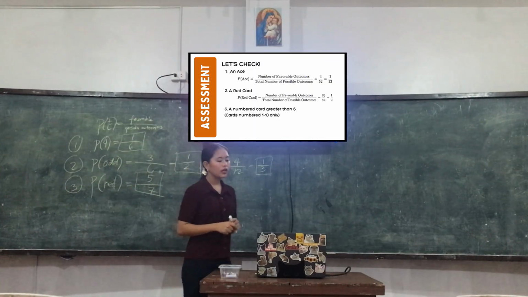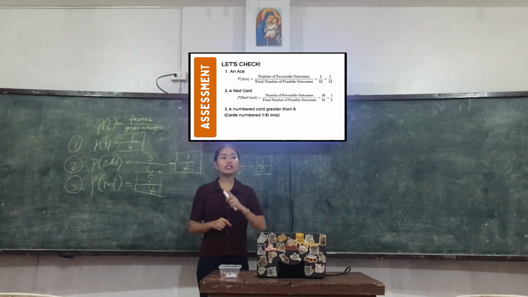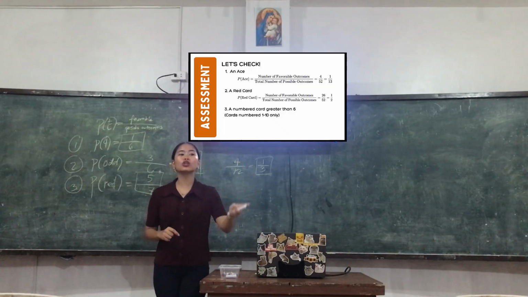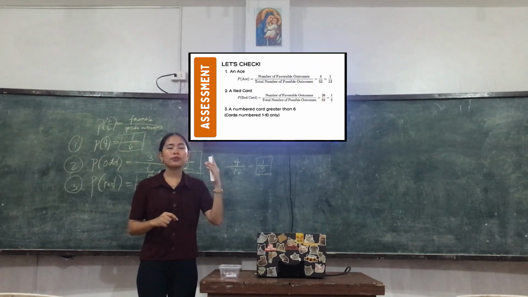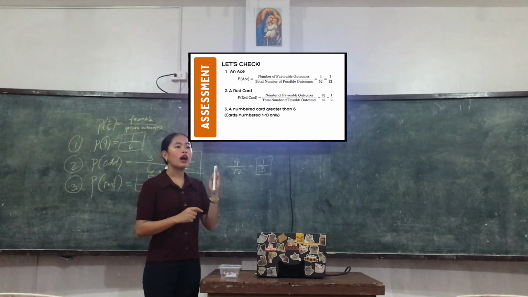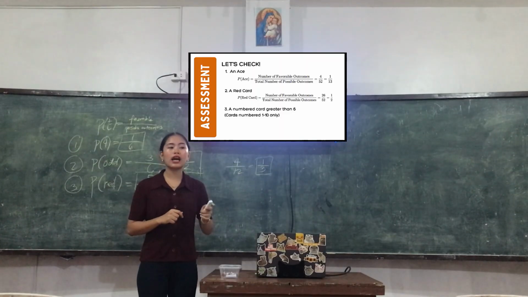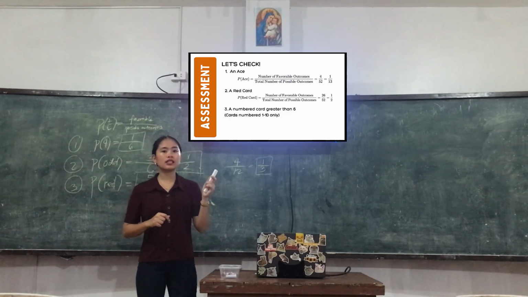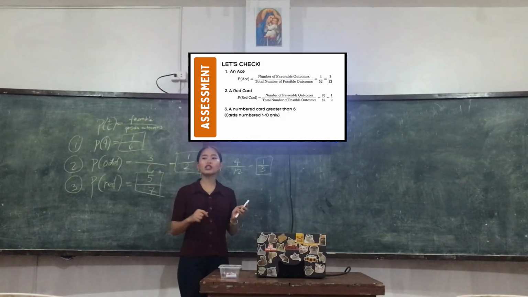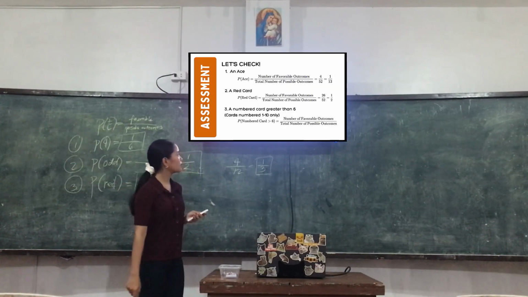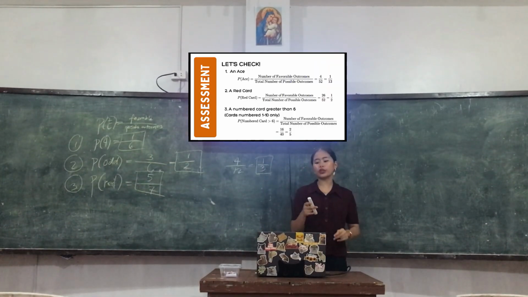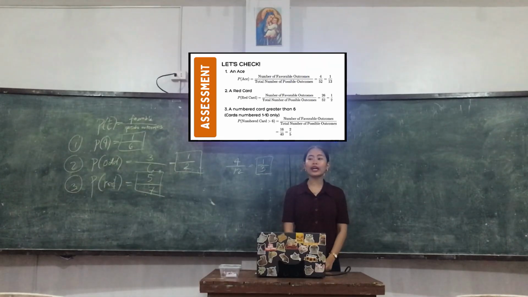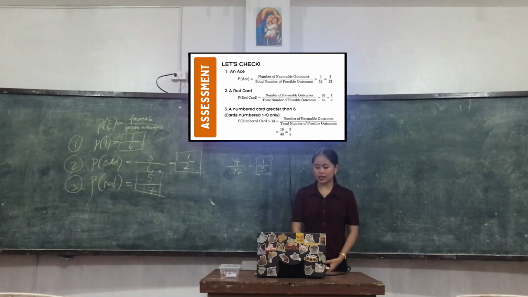Alright, number 3. A numbered card greater than 6. This one is a tricky question. So you will exclude those with faces from the possible outcomes, and then after that, you count the number of cards that has a number greater than 6. Okay, so what will be the answer? The answer is 2/5. Okay, 1 point for the formula, 2 points for the final answer. And count the number of correct answers. The highest possible score is 9 plus 1 for your attendance.